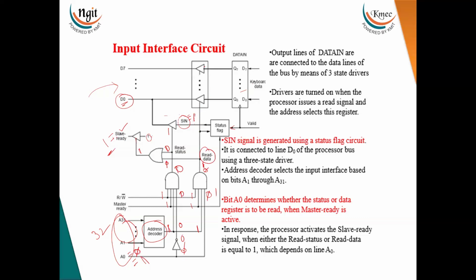So the tri-state buffer register acts like a switch only. Whenever this bit is equal to 1, all the switches become closed. Whatever data is available here will be placed onto the bus. So this is called a tri-state buffer. Whenever this bit is equal to 1, this buffer will be enabled, thereby the data available in this register will appear on the data bus, and the processor will read the data. This is the analysis of the circuit.